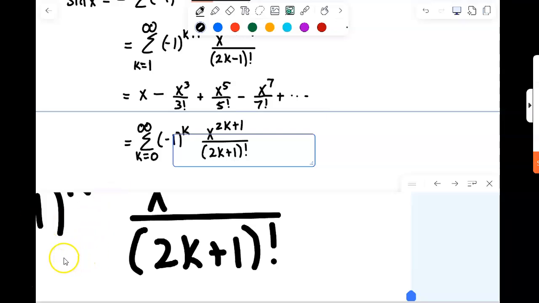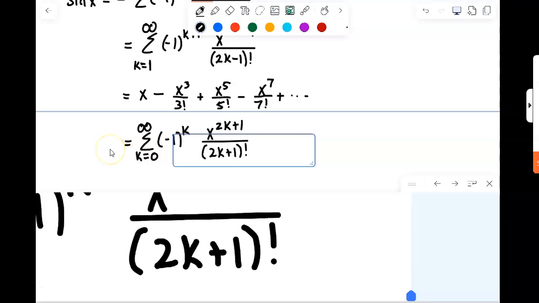So now we've been able to build the sine series from the cosine series. And since we know that the cosine series converges for all real numbers, then we also know that the sine series converges, because the sine series we generated was developed by doing the derivative of a convergent series. So since the original series converged for all real numbers, the derivative also will converge for all real numbers.